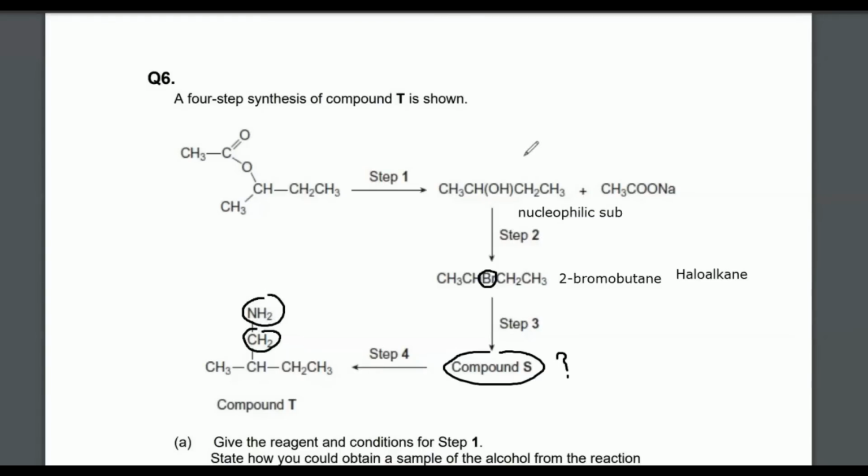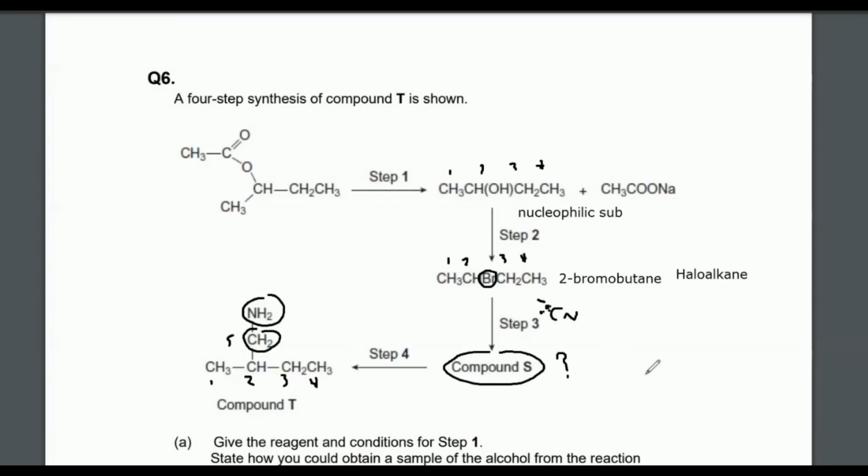Now we look at compound T. What's happened to compound T? Look, there's 4 carbons in the alcohol and 4 carbons in the haloalkane. By the time we get to compound T, we've got 5 carbons. So in step 3, we must be adding a carbon. And the only way to do that is by using a nitrile group. So again, nucleophilic substitution here. We're going to swap that nitrile group for that bromine atom.